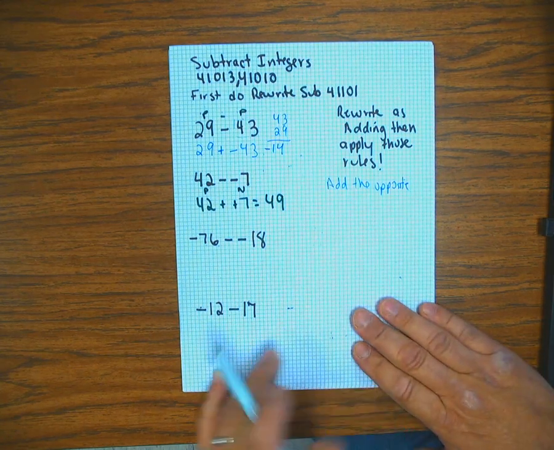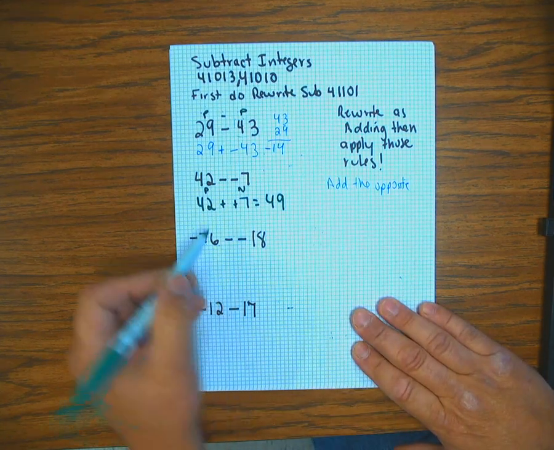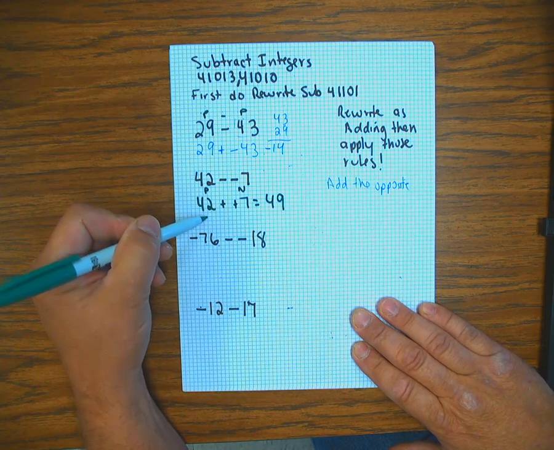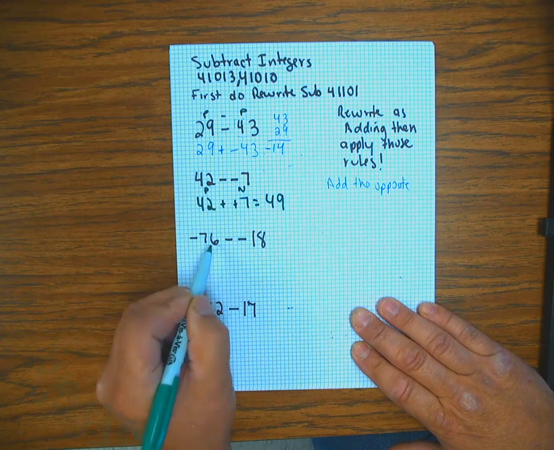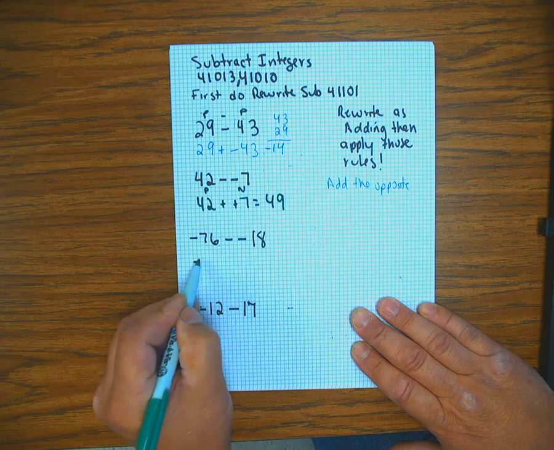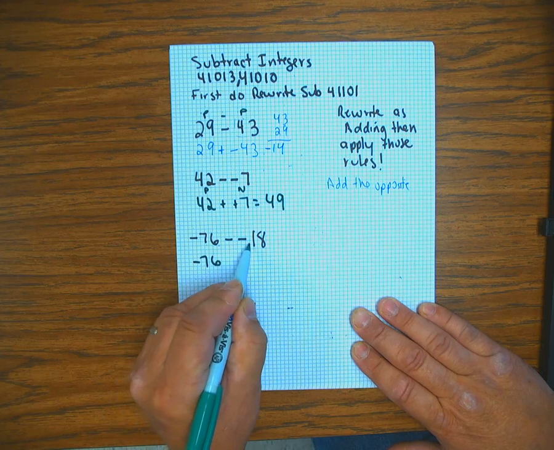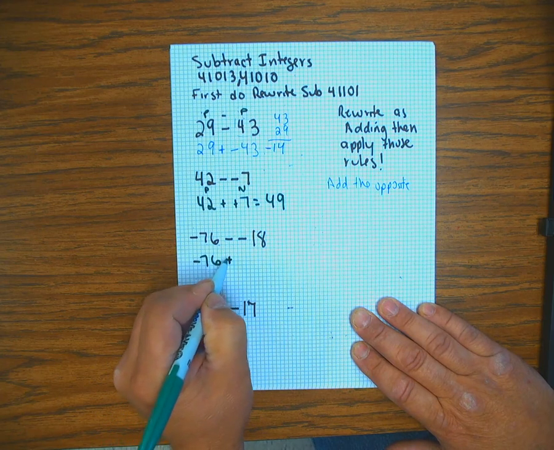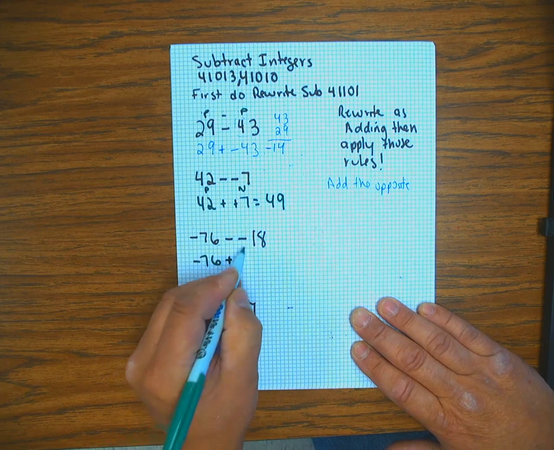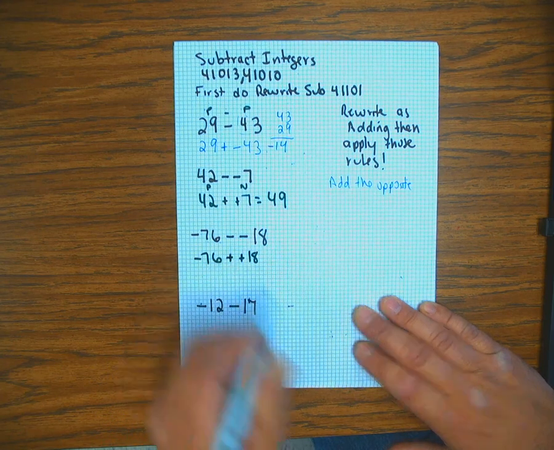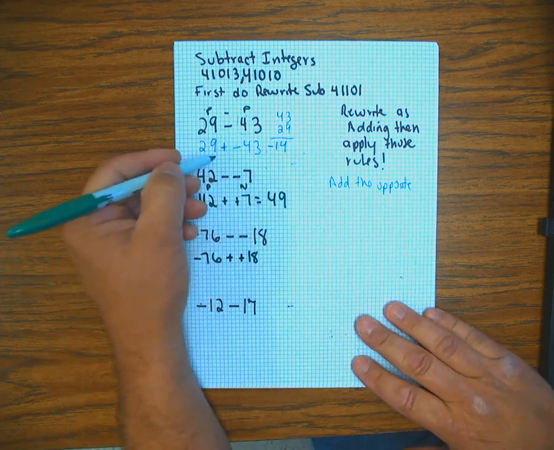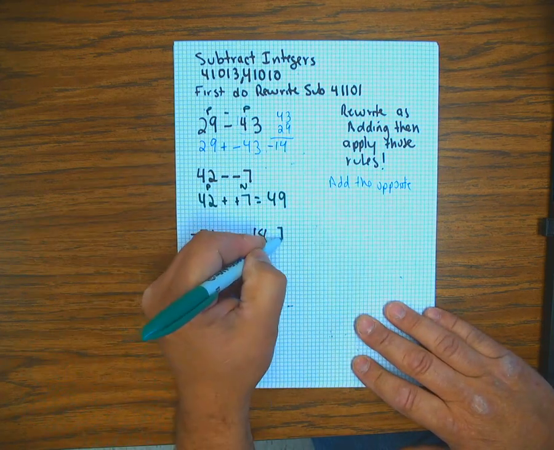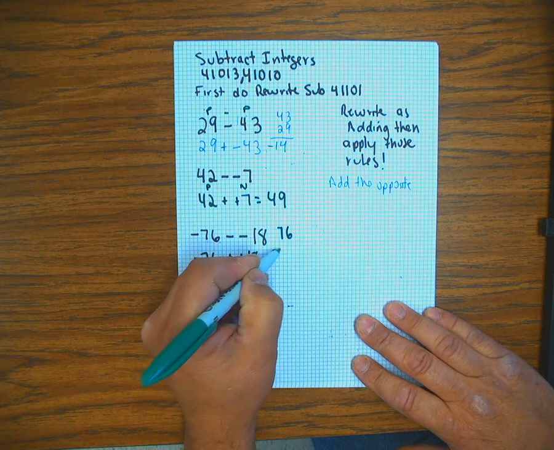Okay. The third setup is instead of starting with a positive number, subtracting a negative, I start with the negative number, subtracting a negative number. So I still add, change it to addition. The opposite of negative 18 is positive 18. So now I'm back to my rule where I have a negative plus a positive, so I subtract those.